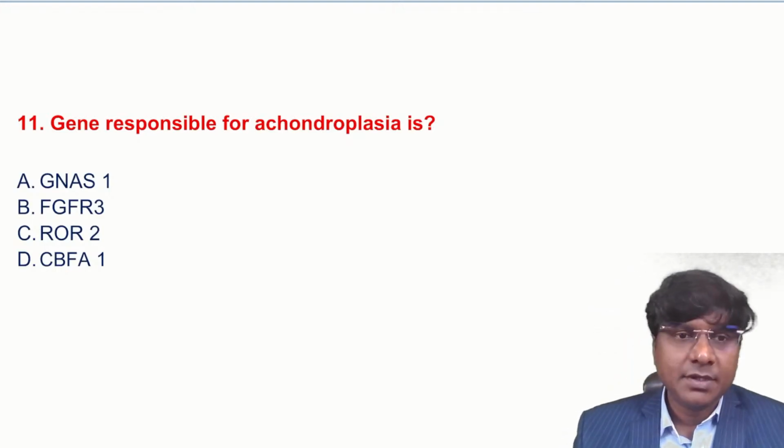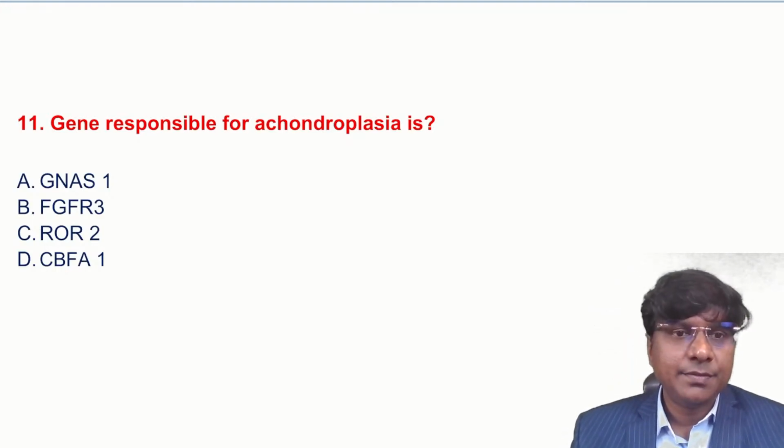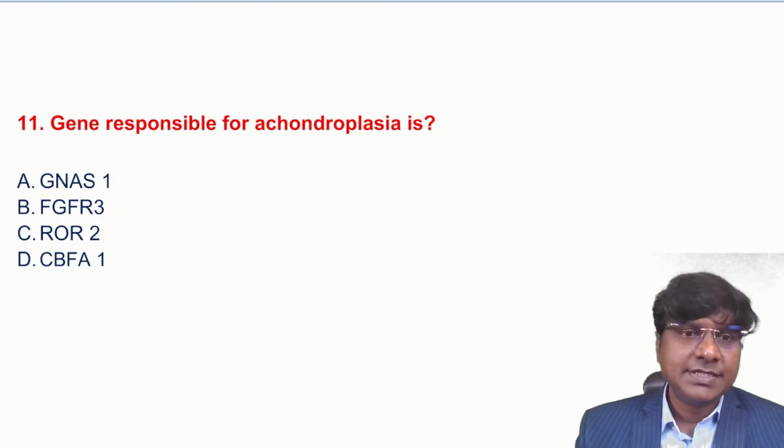Right? Okay. Now, you see the next question. Gene responsible for achondroplasia is GNAS1, fibroblast growth factor 3, FGFR3, ROR2, CBFA1.